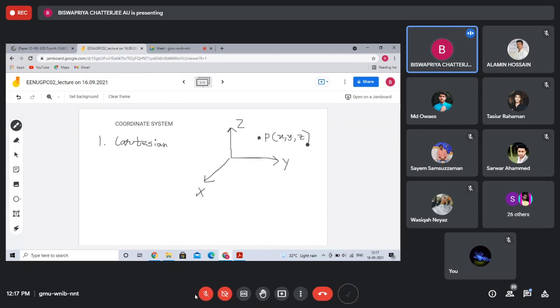What is x? What is y? What is z? X is the distance from the origin along the x direction. Y is the distance along the y direction, and z is the distance along the z direction from the origin. So these are the definitions of the Cartesian system: x, y, z. Okay.